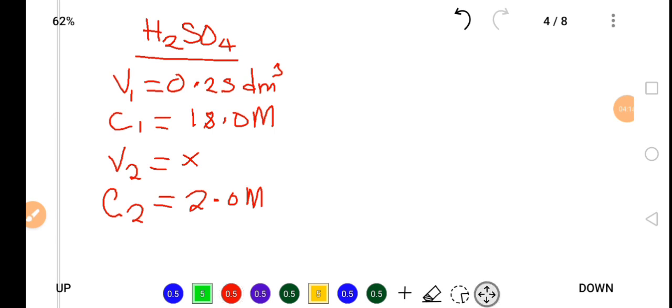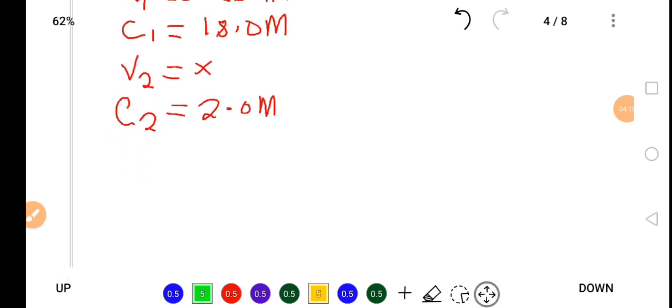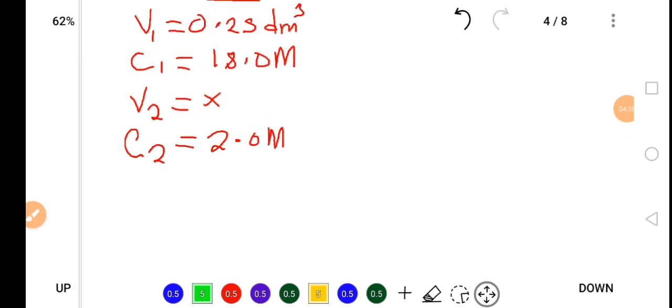This is very simple, my dear learners. This is what we do. We are going to use this formula: concentration 1 times volume 1 equals concentration 2 times volume 2. Why are we equating these two substances?